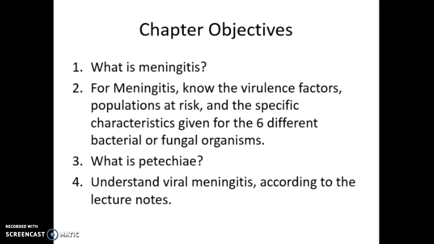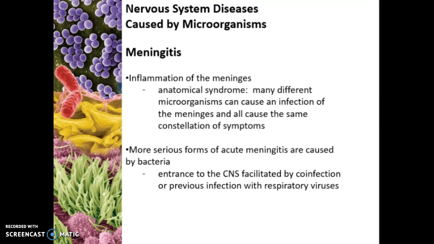So we're going to look at 6 specific types of meningitis, and with one of them you can have petechia. So I want you to know what petechia is, and then also understand viral meningitis according to the lecture notes here. So meningitis in and of itself is simply an inflammation of the meninges. So really it is an anatomical syndrome where many different microorganisms can cause an infection in the meninges and all cause the same constellation of symptoms.